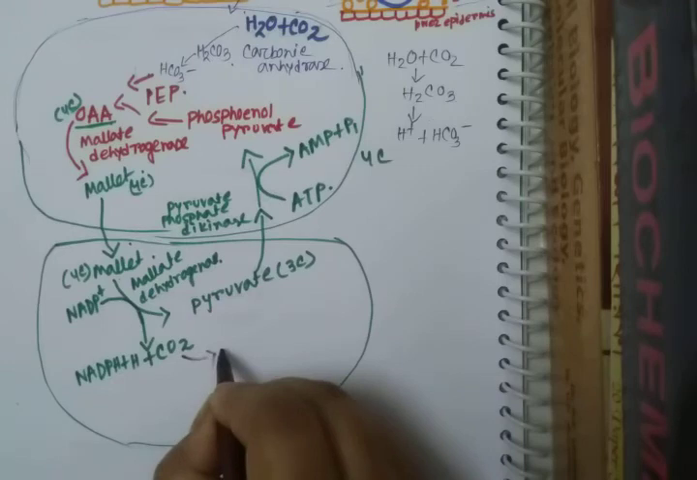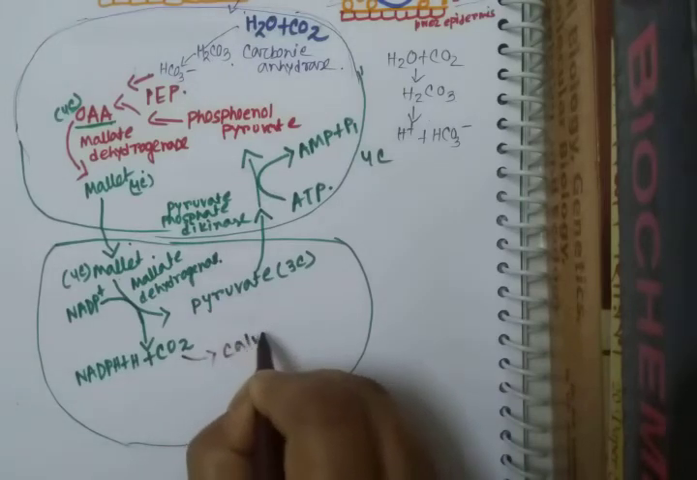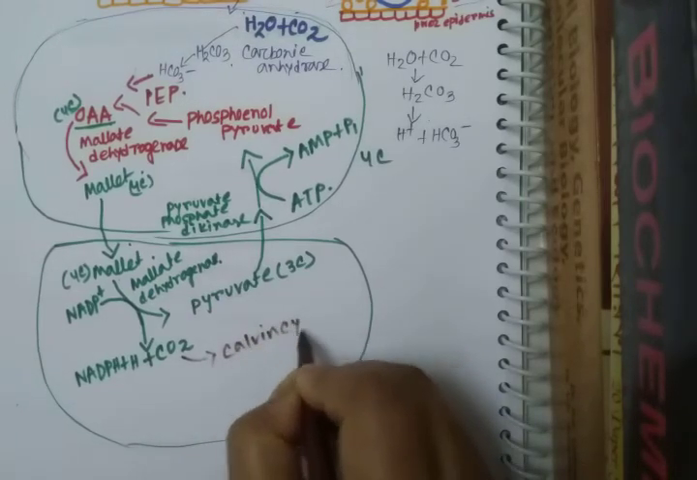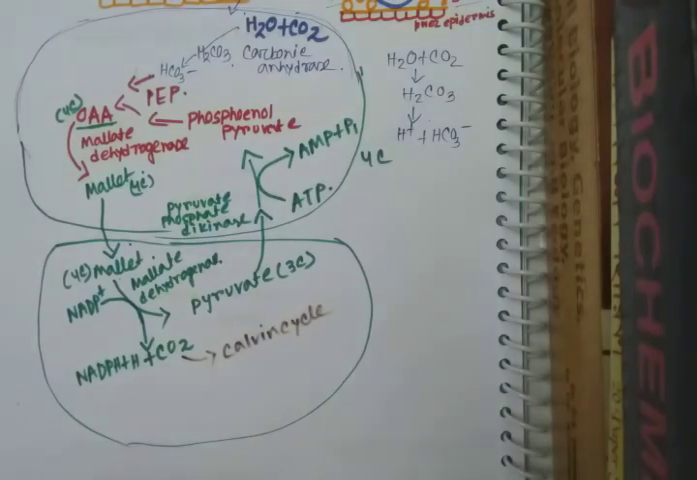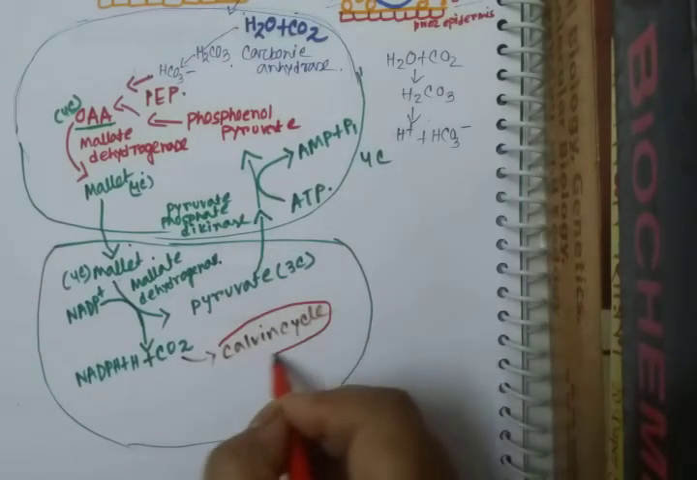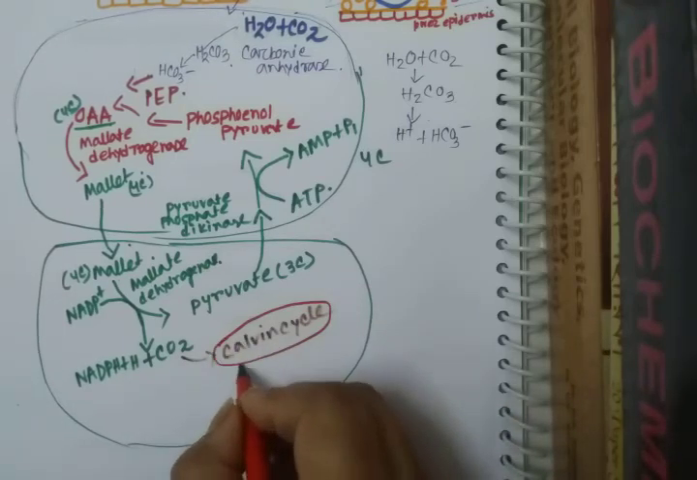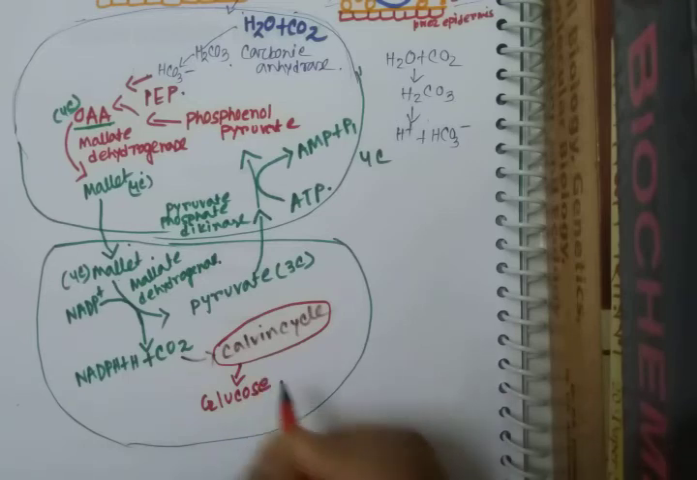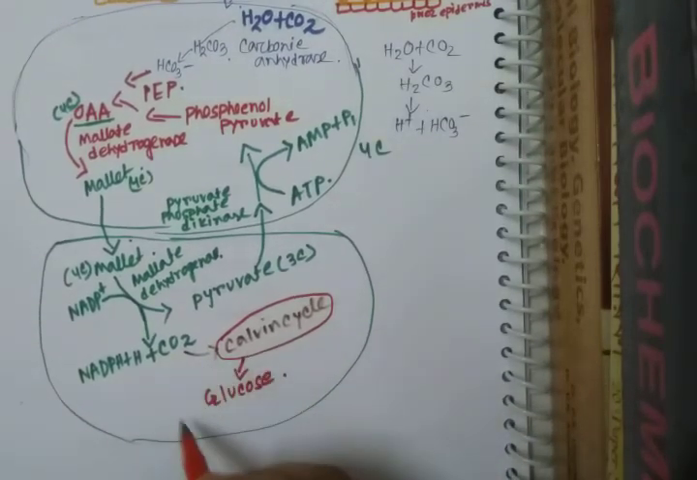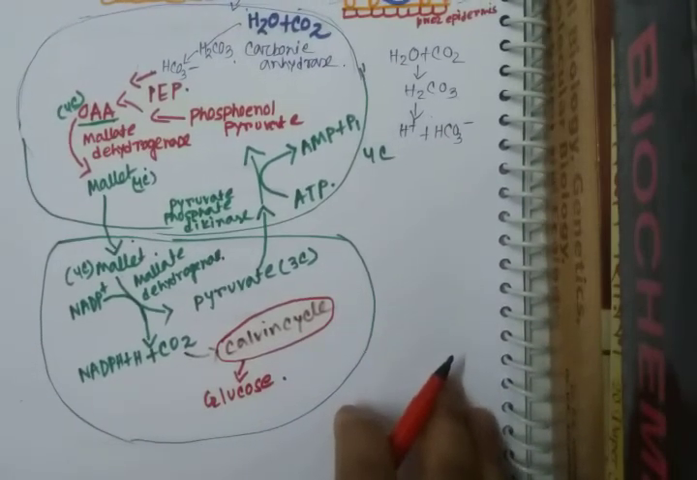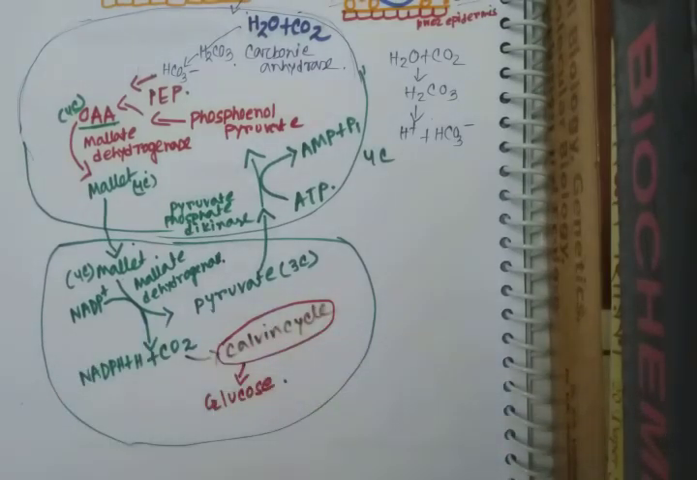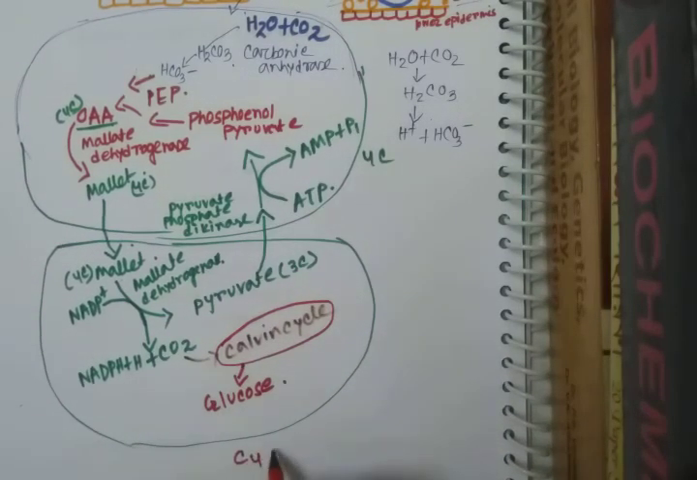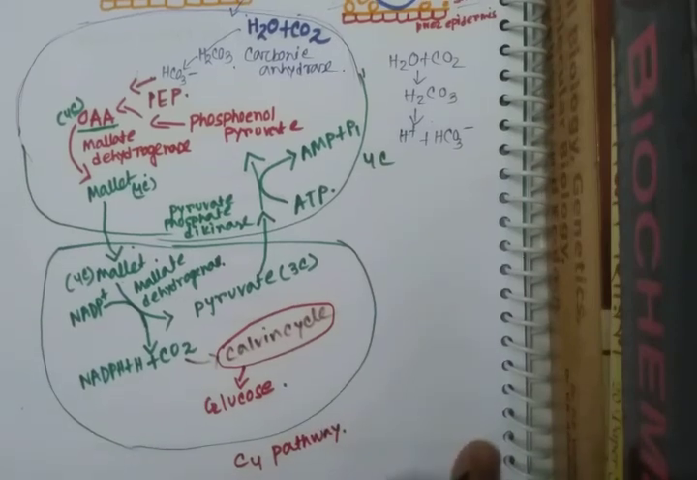enter into the Calvin cycle. And in the Calvin cycle, after the cycle is completed, we will get the glucose compound. So ultimately we will get the glucose compound, and this is the process of the C4 pathway. I hope you will understand this process very easily.